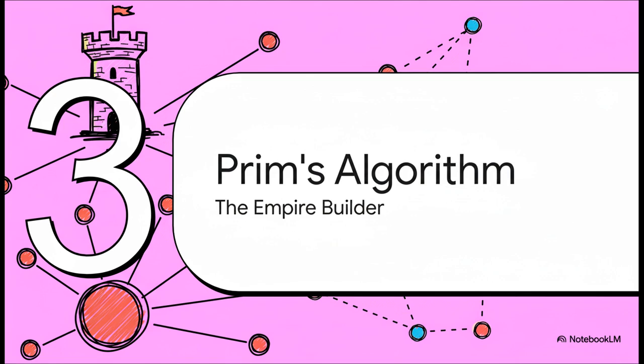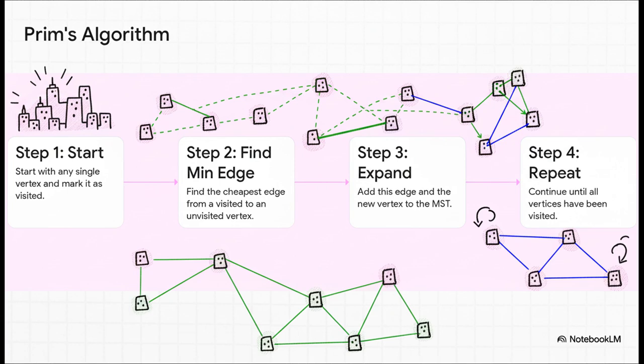Now for method number 2, Prim's algorithm. And if Kruskal is zipping all over the map grabbing deals, Prim's is more like an empire builder. It starts in one place and strategically expands its territory, one connection at a time. Prim's has a completely different game plan. You start by picking any single city, just one. That's your capital. From there, you look at all the roads leading out of your current territory and you build the absolute cheapest one to a new unconquered city. Now your empire is 2 cities strong, and you just repeat that process, always looking for the single cheapest bridge from anywhere inside your borders to the outside world.